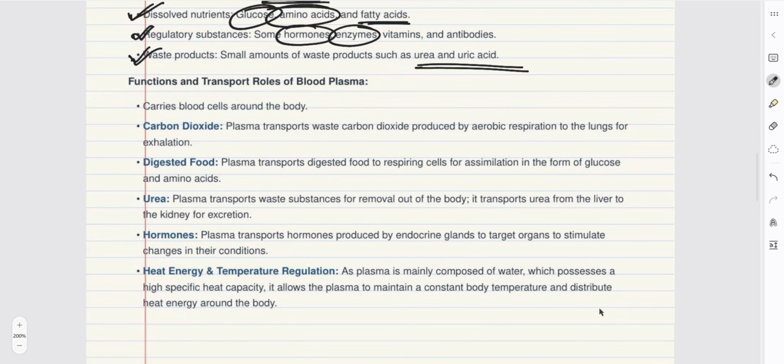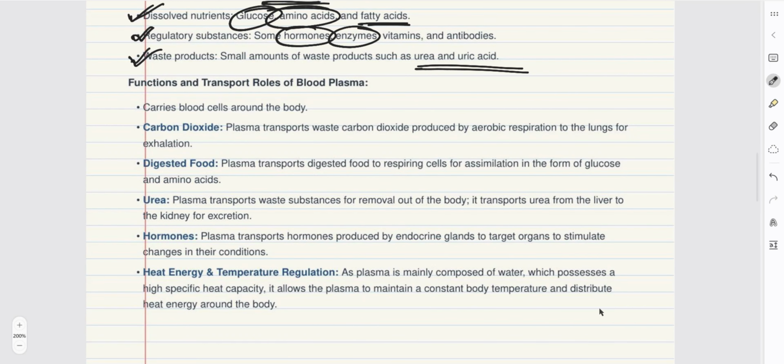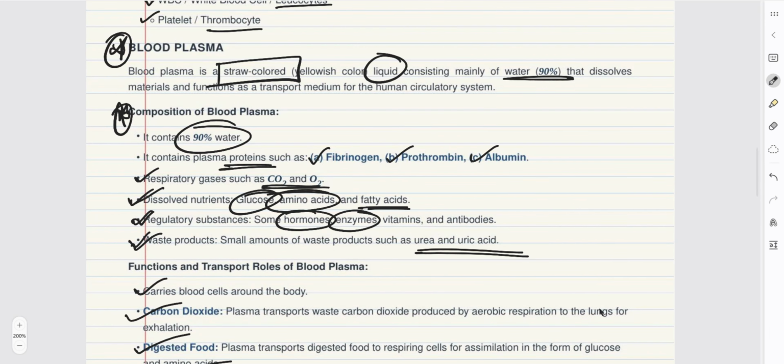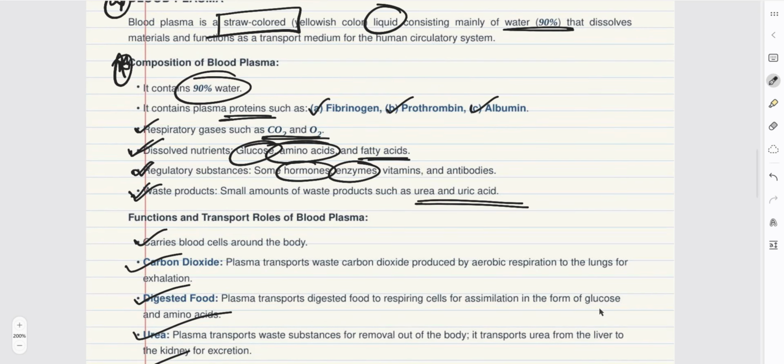So over here, from the composition we already know its function, right? It carries the blood cells. I already said that the cells are floating on the blood plasma and are being carried by the blood plasma. It transports carbon dioxide, oxygen, digested food. It carries urea to the kidneys. It carries hormones and enzymes, and it also distributes heat. See, the main role of blood is due to blood plasma. Alright, it is very, very important to understand the composition of blood plasma.